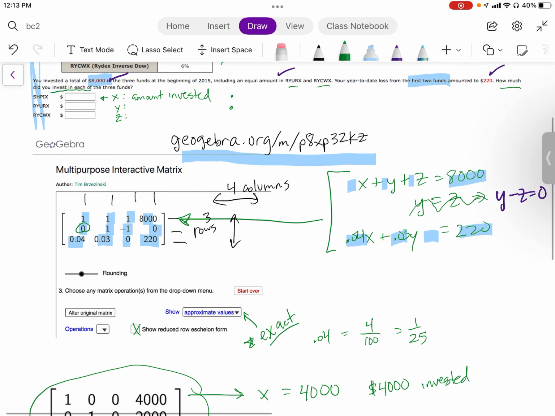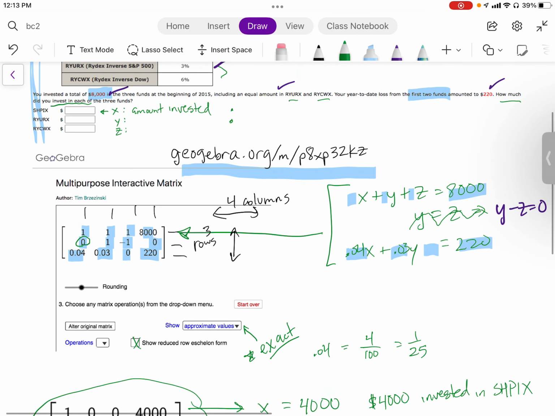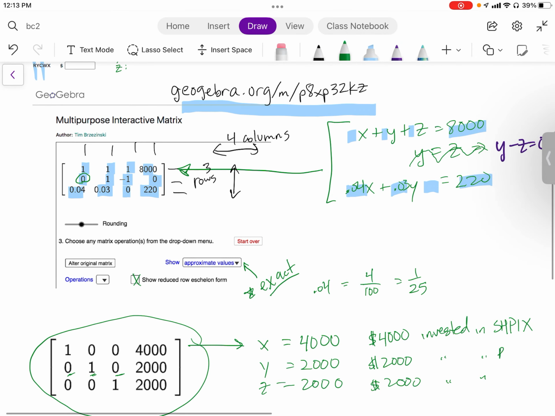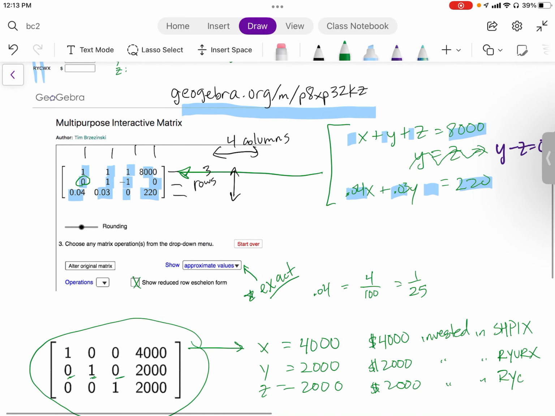the SHPIX. Okay, and then we have 0x plus 1y plus 0z equals 2,000. So 2,000 was invested in that second one, whatever it was. And last we get 2,000 in that third. Okay, so the RYURX and RYCWX. Cool. I hope this helps you out.